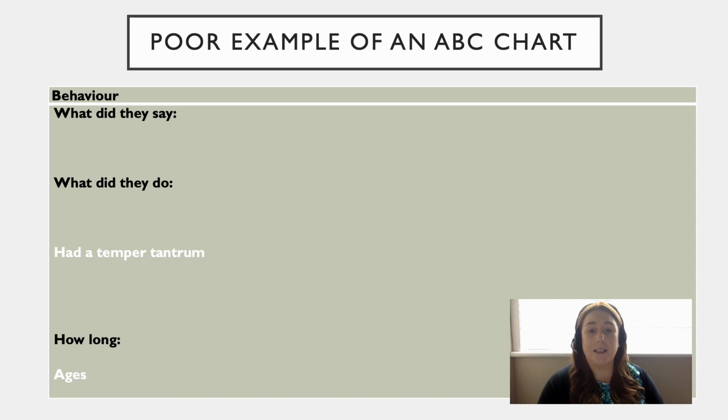How long was the incident? So ages. This is really difficult to analyse. Ages could be 1 hour, 2 hours, 10 minutes, 20 minutes. My perception of ages is going to be different to your perception of ages. So we need to be clear and specific with timings.